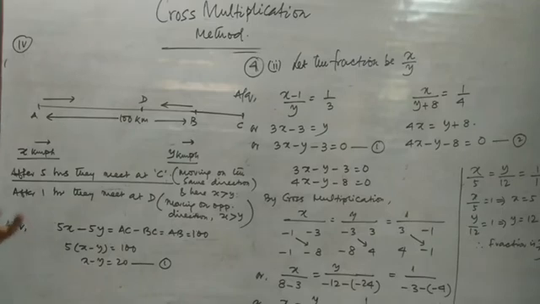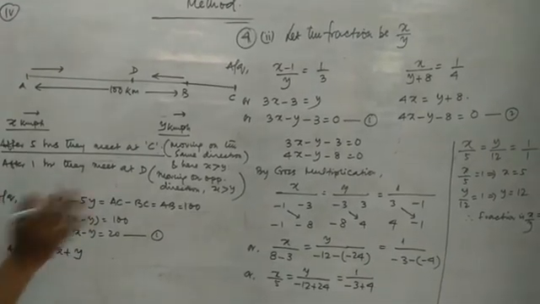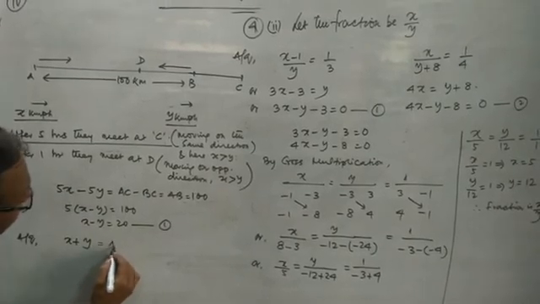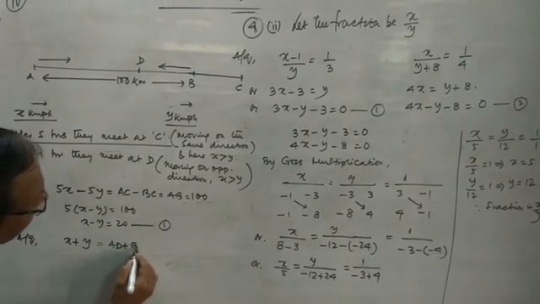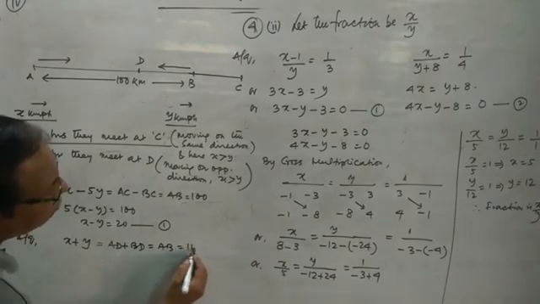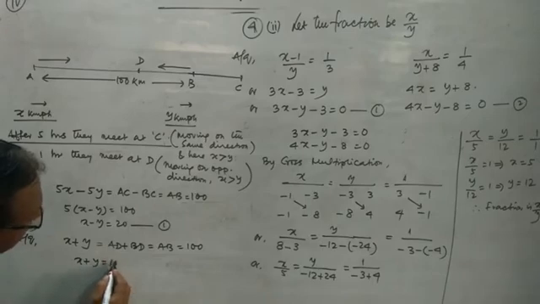And when they are moving in the opposite direction, what are we finding? We are finding x plus y, because they take 1 hour. x plus y is equal to AD plus BD, which is equal to AB, which is 100. That is, x plus y equals 100.